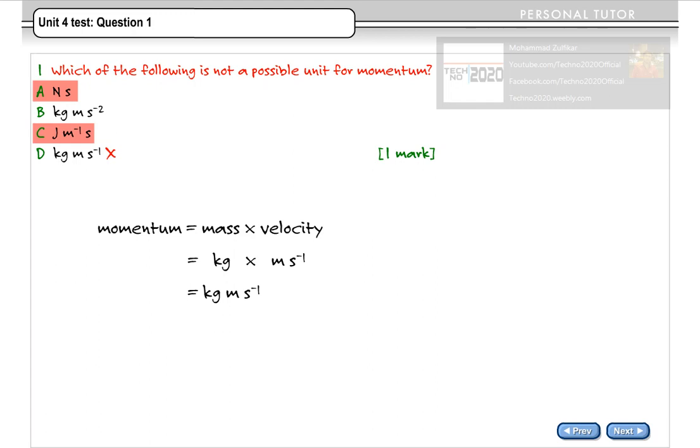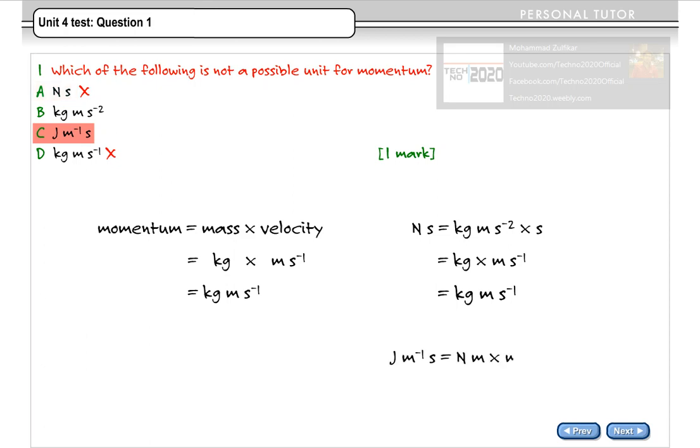In option A, Newton seconds expands to kilogram meters per second squared multiplied by seconds, which simplifies to kilograms multiplied by meters per second, the unit for momentum. In option C, joules per meter seconds expands to Newton meters multiplied by seconds per meter, which simplifies to Newton seconds, which is option A, one we have already ruled out. So the answer must be B.